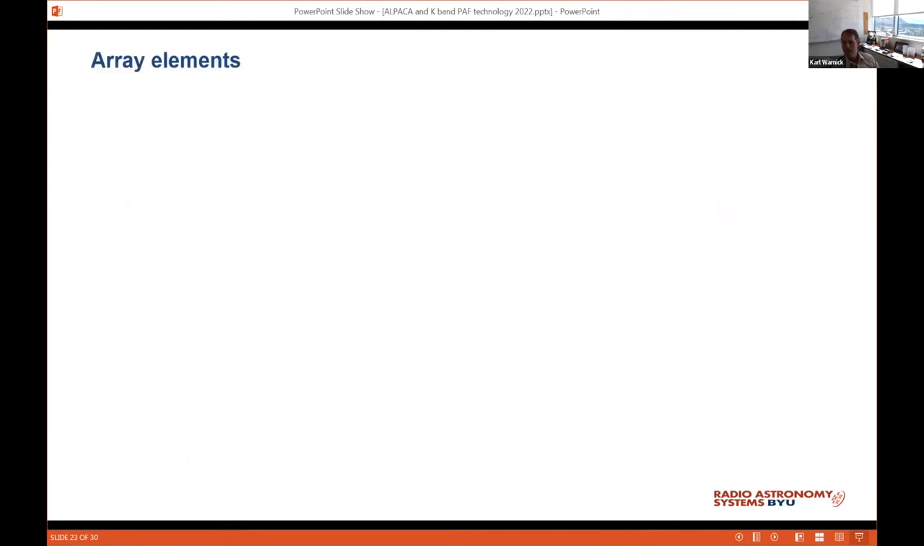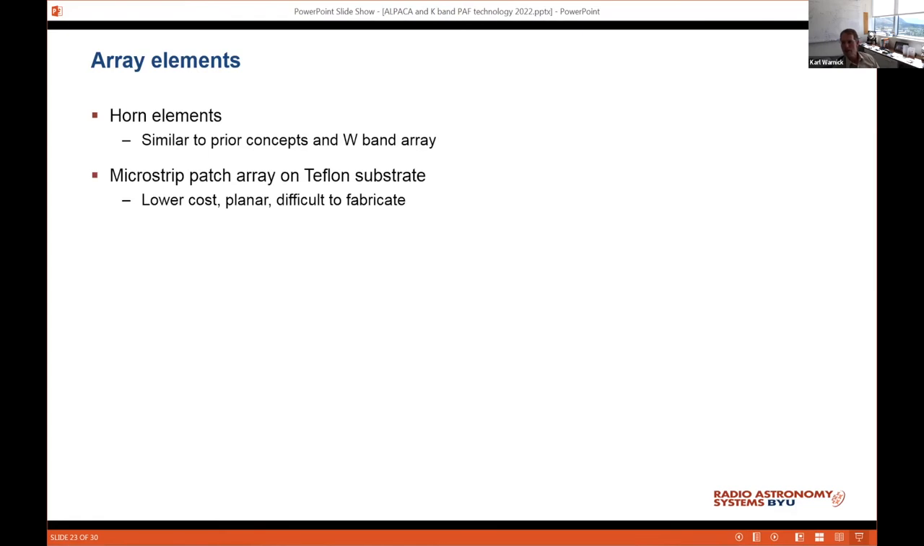Looking more specifically at the front ends themselves, the horn element, of course, that's the basic starting point. Another option is microstrip patch antennas. The advantage there would be ease of fabrication. Cost, of course, is not really the driver for a scientific instrument like it would be for a 5G cellular array or something like that, but it is something to consider. You know, we build these types of multi-tens of gigahertz arrays routinely on PCBs, and they're actually quite efficient and work well.